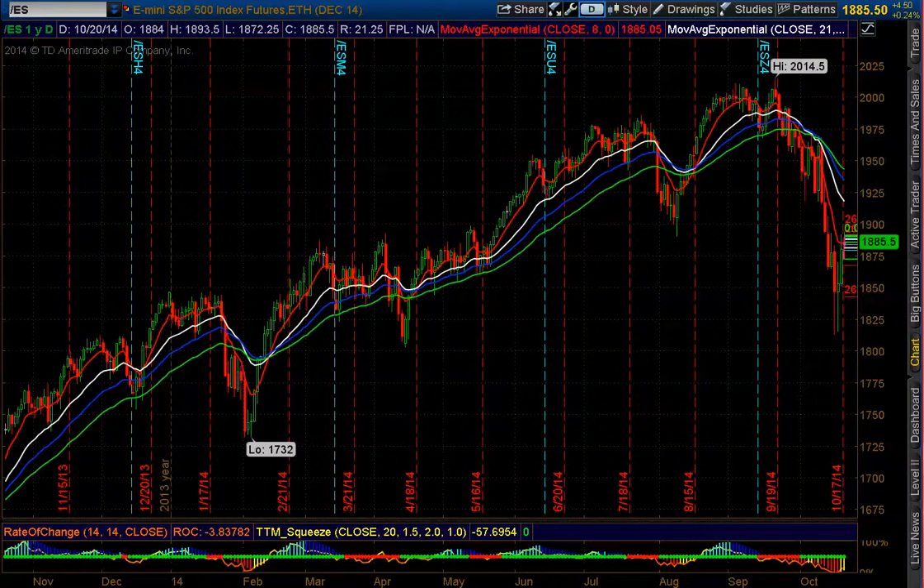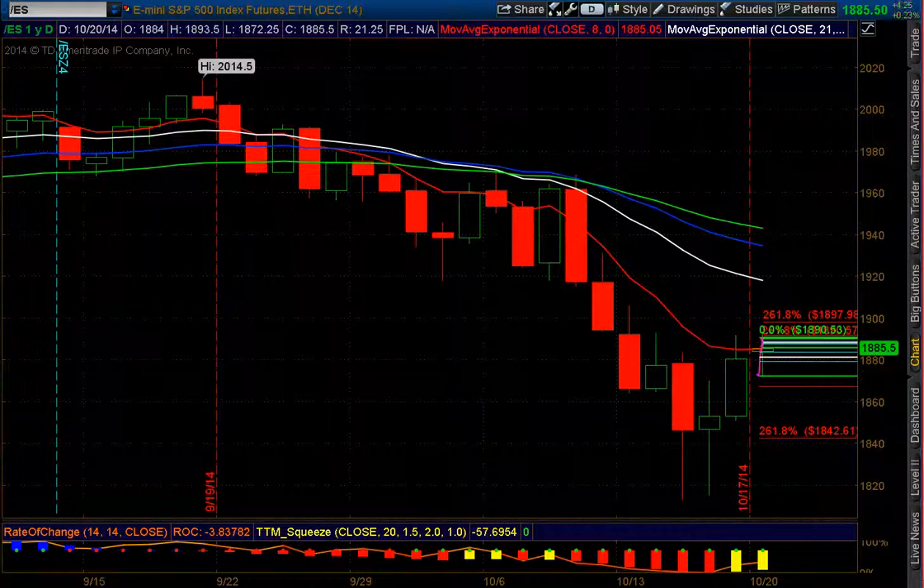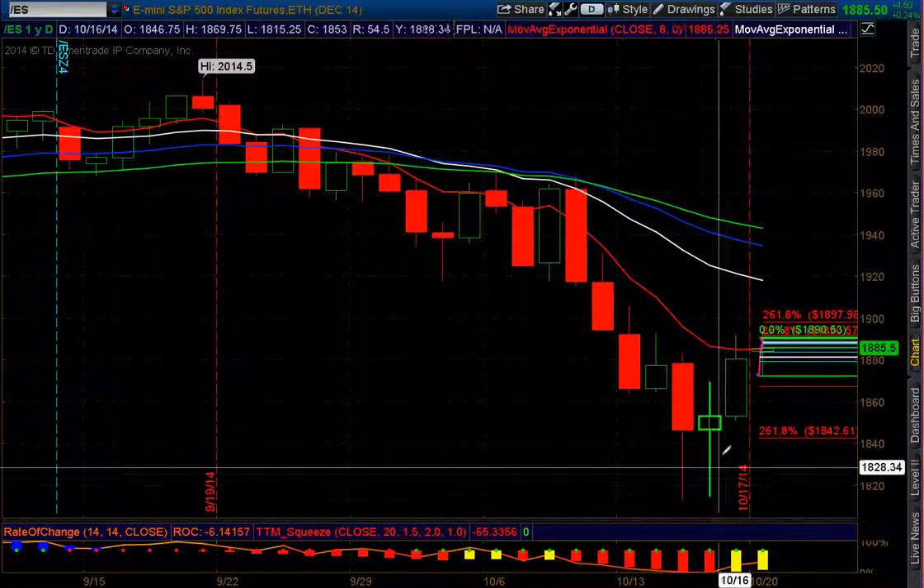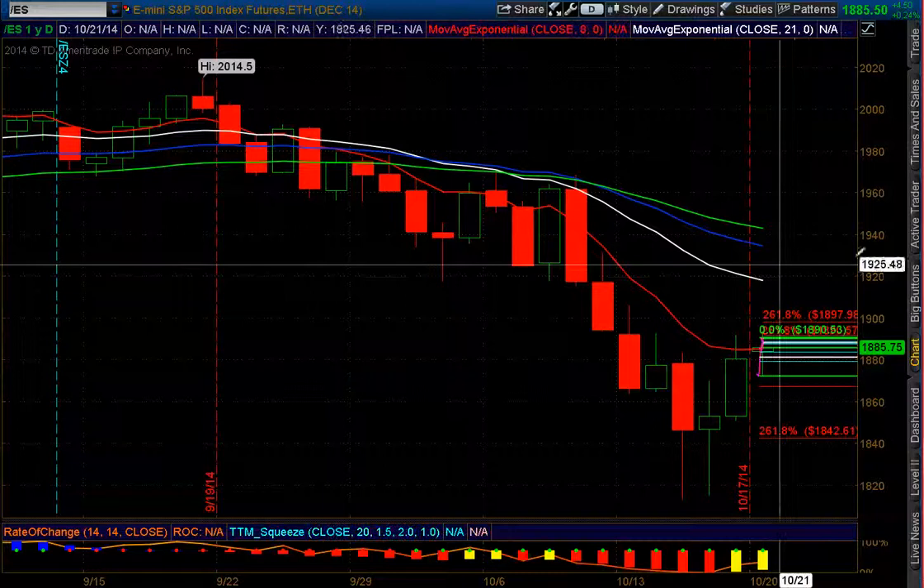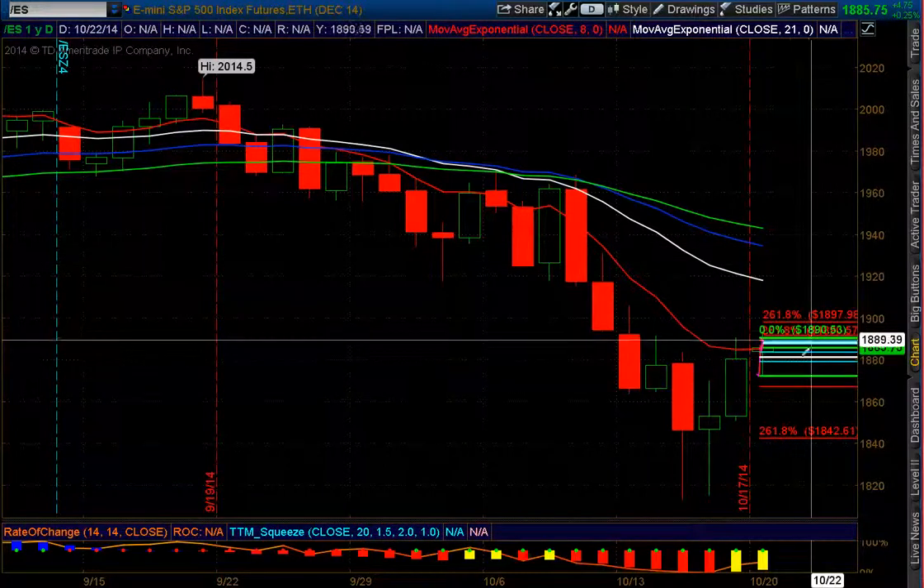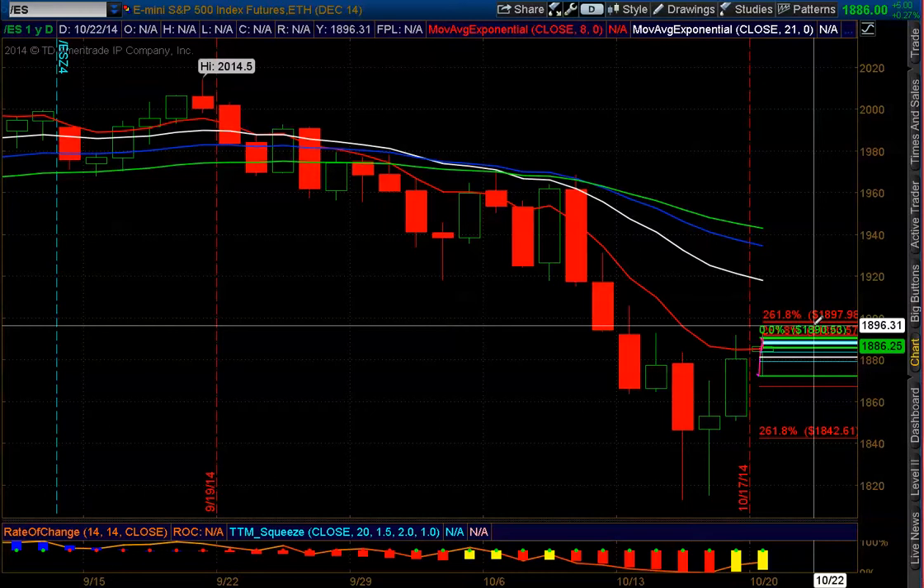You see. And from a daily standpoint, you can see that here's where we're doing all this. We're trying to go up to get back to all these moving averages. And of course, it's going to have a lot of resistance once it gets there.